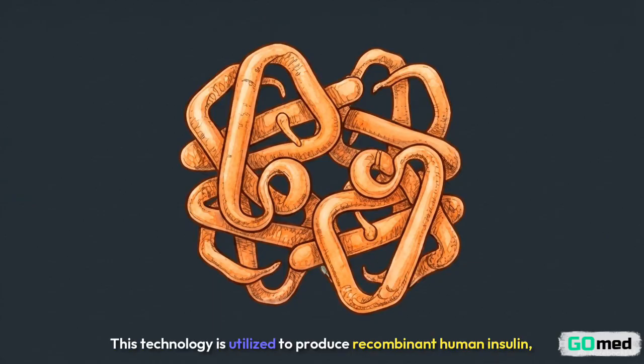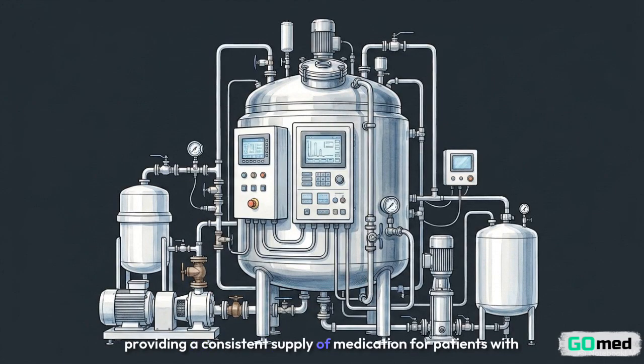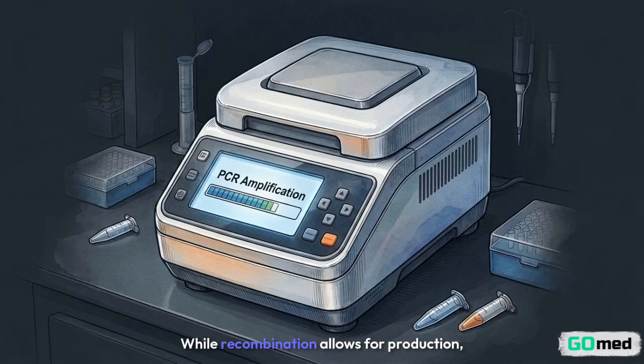This technology is utilized to produce recombinant human insulin, providing a consistent supply of medication for patients with diabetes by expressing the human gene in bacterial cultures. While recombination allows for production, the polymerase chain reaction, or PCR, provides a method to amplify a specific target sequence from a complex genomic sample.